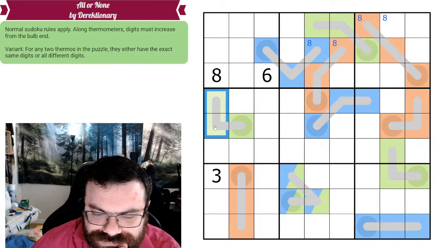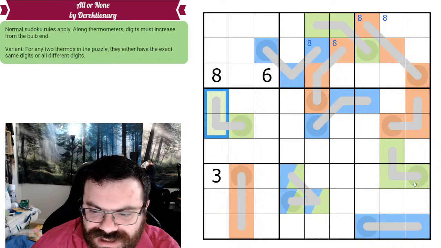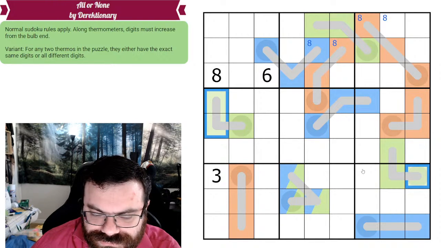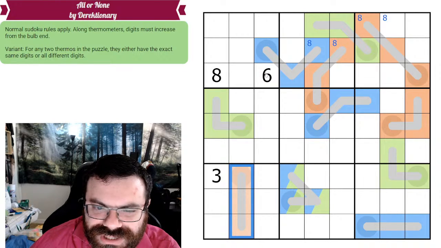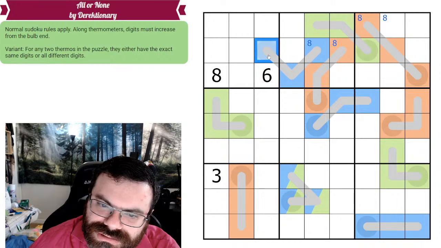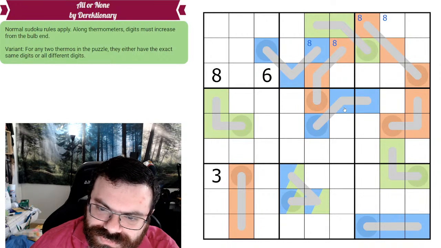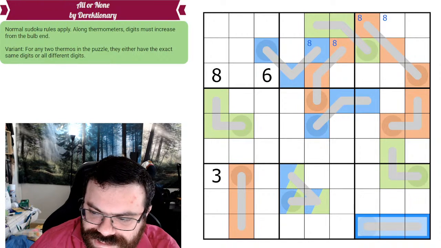3. 3 is not on green at all. So green doesn't have a 3. And orange doesn't have a 3. So we know blue has a 3 on it. So one of these is a 3.